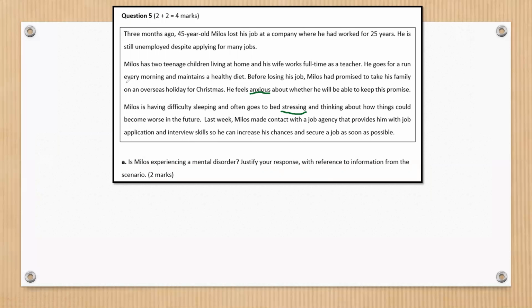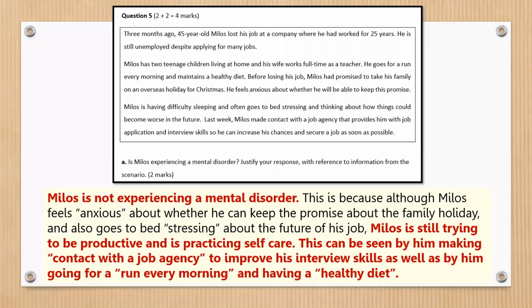And then the question is, is Milos experiencing a mental disorder? Justify your response with information from the scenario. So obviously you get a mark here for saying yes or no: yes, he's experiencing a mental disorder, or no, he's not. I don't know what you guys wrote, but the answer should be that he's not experiencing a mental disorder, and I'll tell you why.